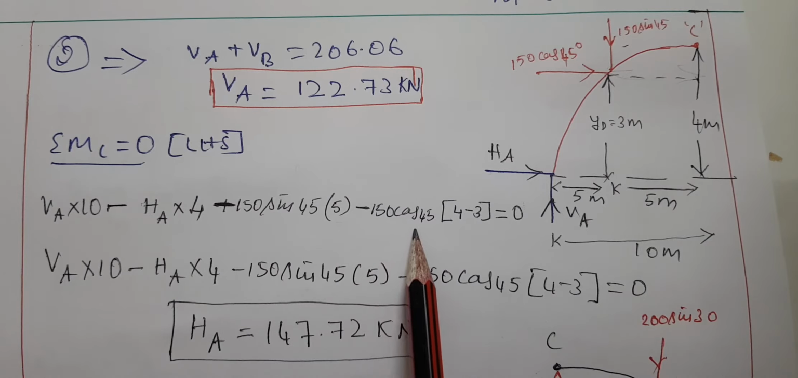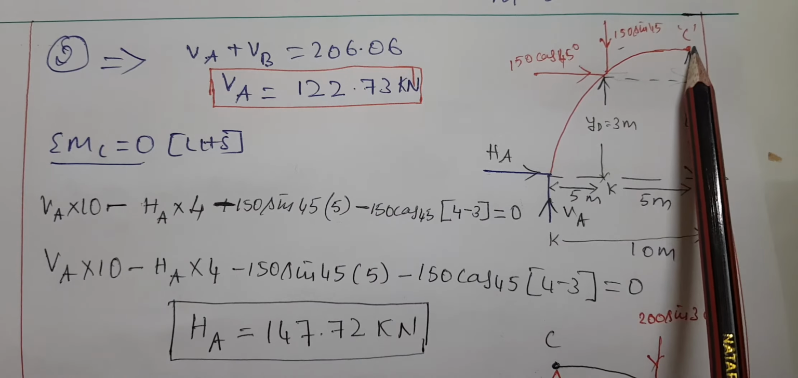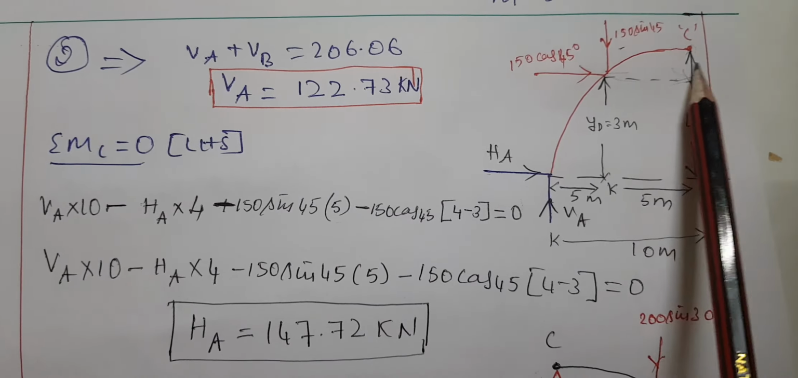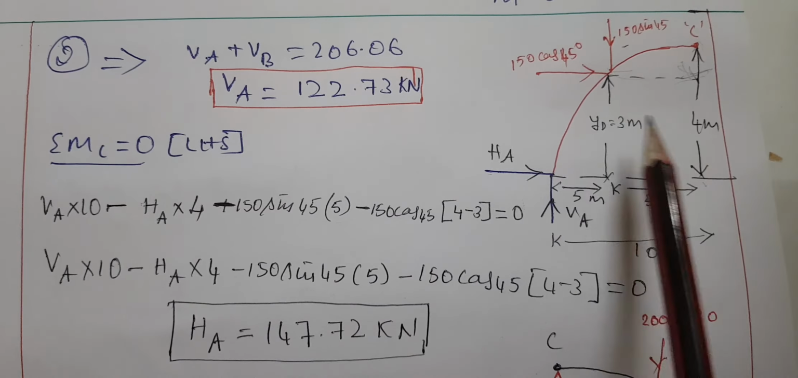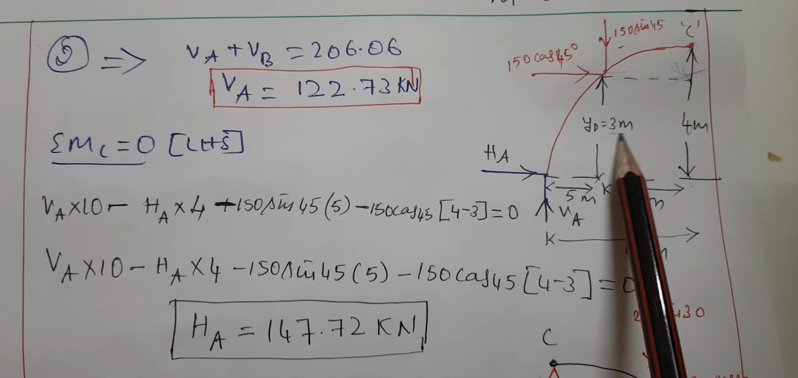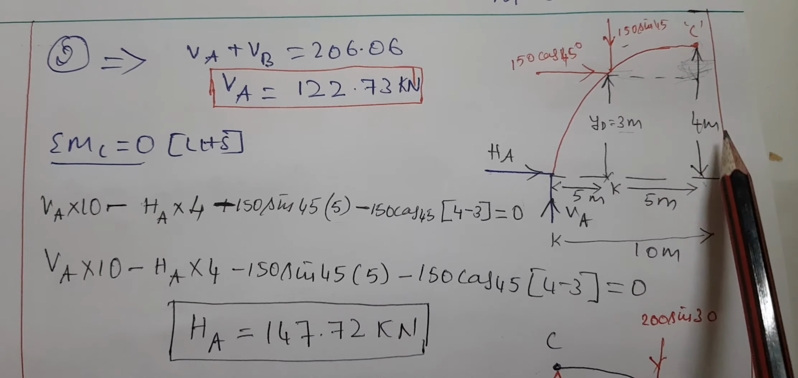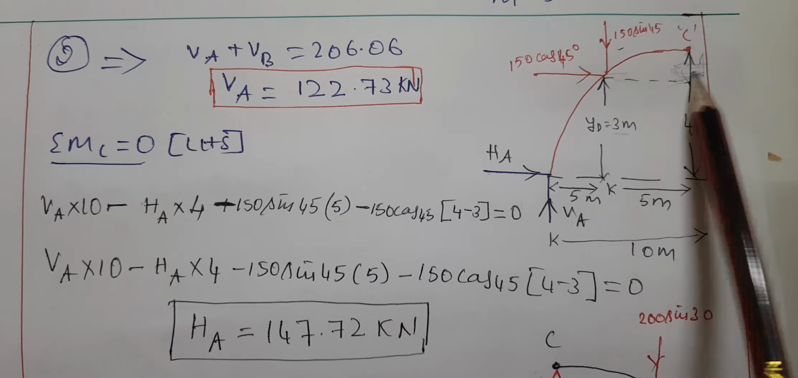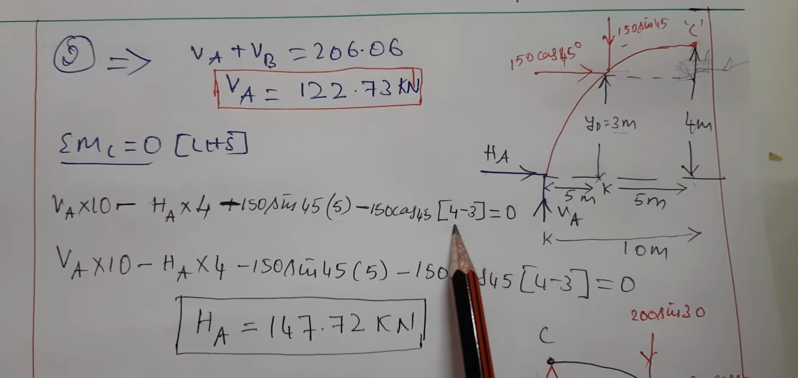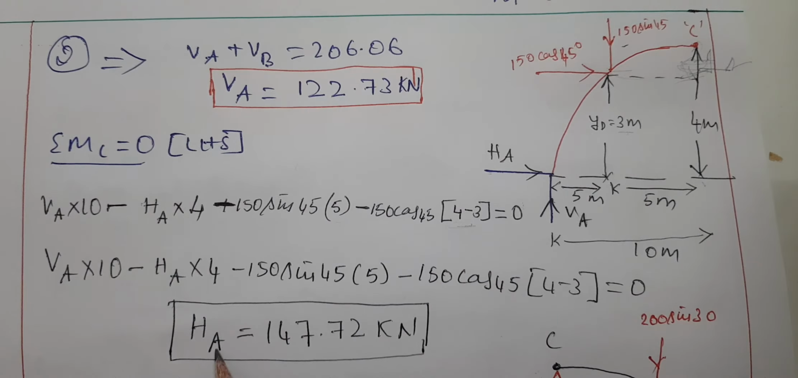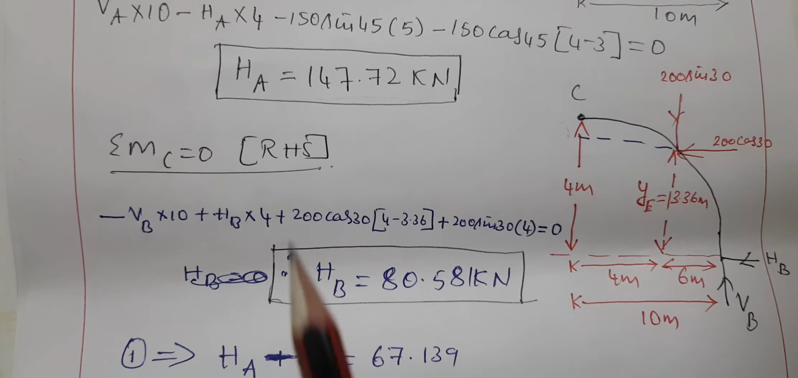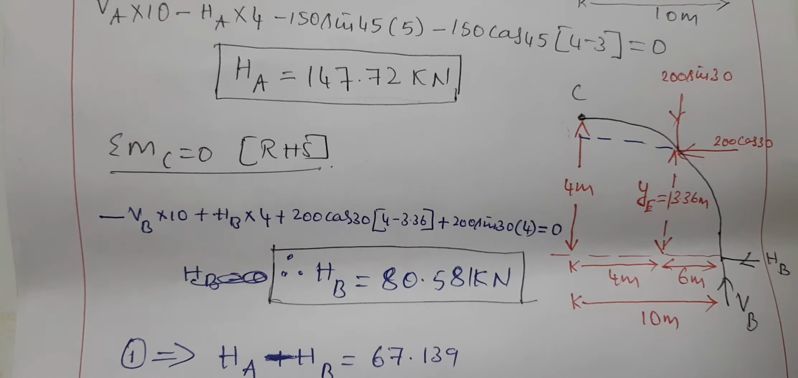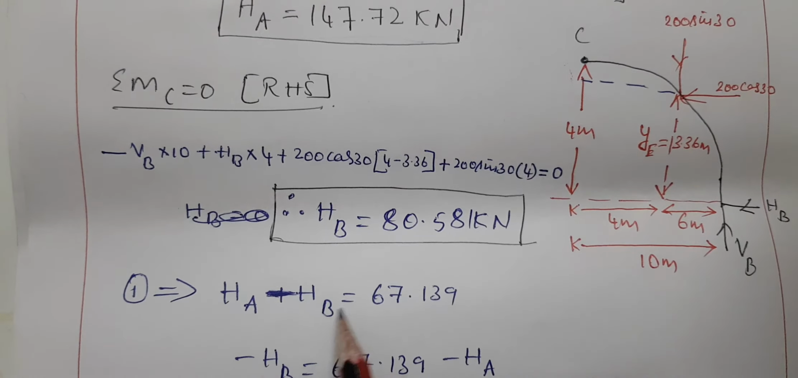Minus 150 cos 45, so we want the perpendicular distance. For that, we know one height is 4 meters, and the other is 3 meters. This distance is 4 minus 3, that is 1 meter. That is what I considered here. Simplify that, then you will get the HA value. Substitute this in equation 1, and you will also come to know the HB value.